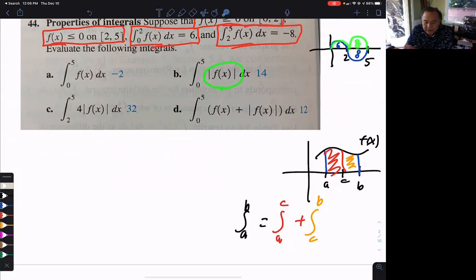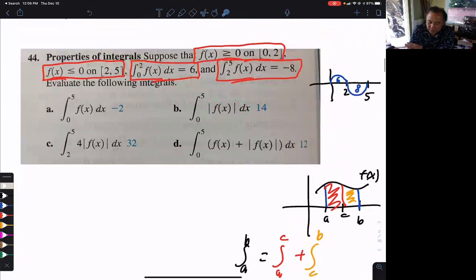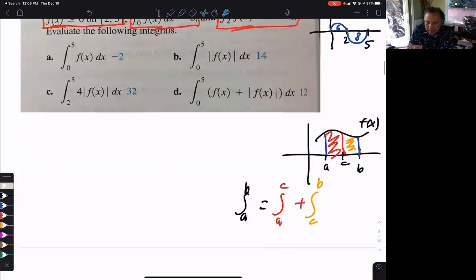So what's the net area of this green function? It's going to be 6 plus 8. It's going to be 14. So that's how they do that. The absolute value takes all negative values and pops it up on top. Now, I want to tell you why it's absolutely vital that you knew this, that the function is positive from 0 to 2 and negative from 2 to 5. Let me show you why that's super important.